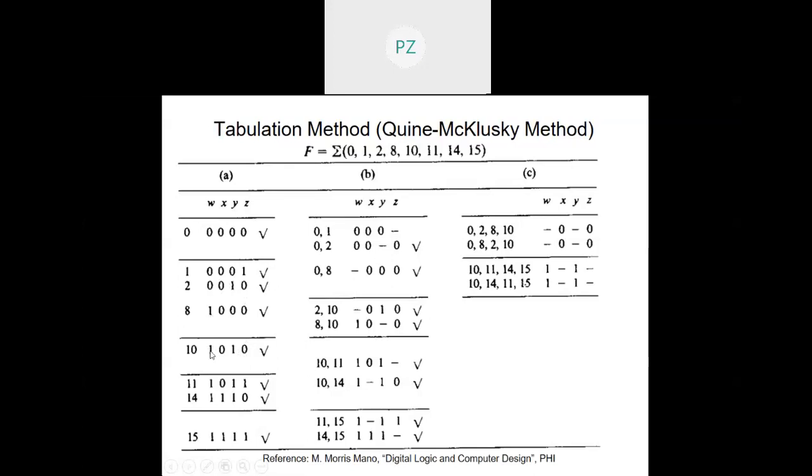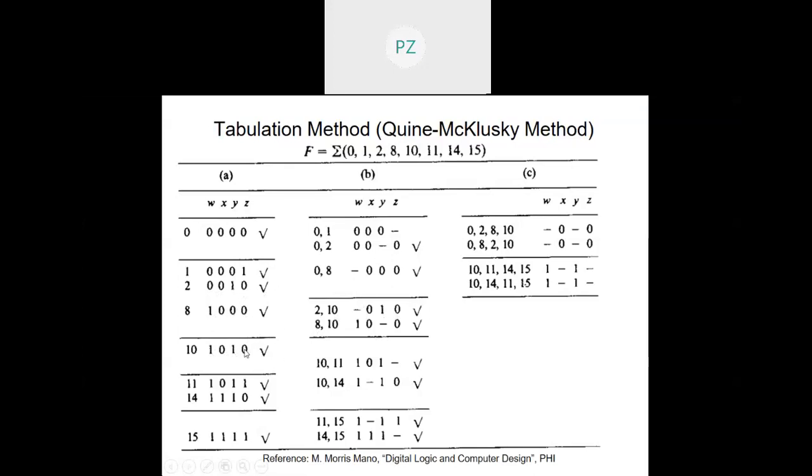So what I'll write? Now I'll say 2 10, they can be combined, and now I'll tick 10 because 2 10 has combined, so I'll tick 10. And then I'll write this is varying, so dash 0 1 0. So it will be dash 0 1 0 with the combination of 2 10 being done.